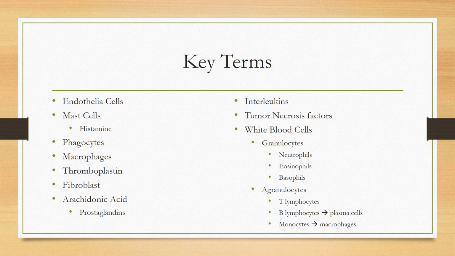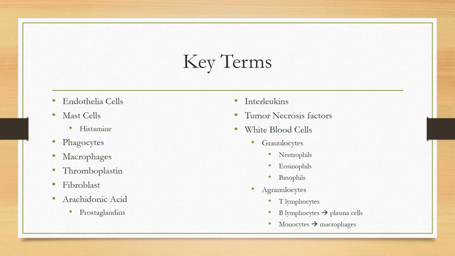Thromboplastin, so you see the thrombo there, you should think clot. That's an enzyme that's released from damaged cells, especially platelets, and it converts prothrombin to thrombin during those early stages of blood coagulation. Fibroblasts are cells in the connective tissue that help produce collagen and other fibers.